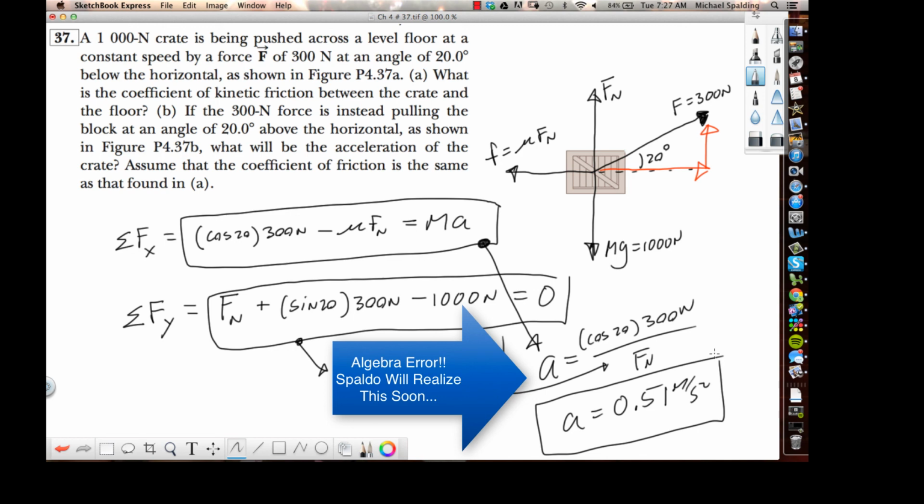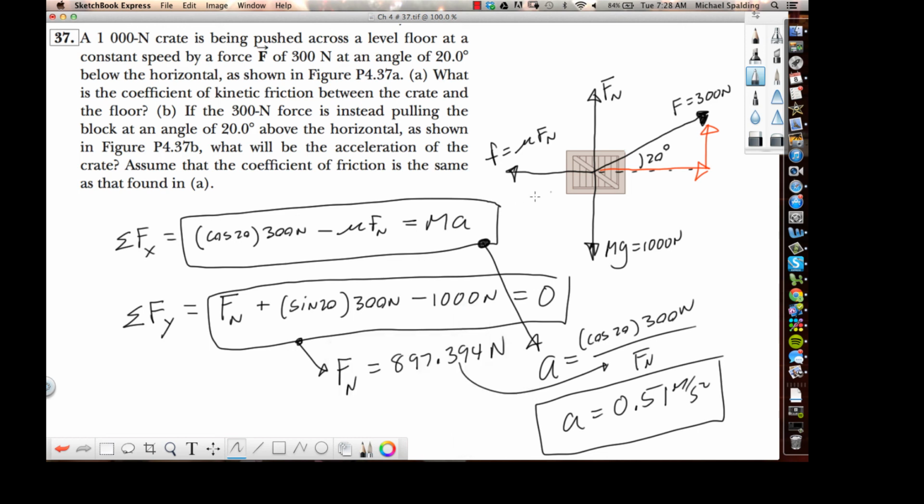All right. So really, it comes down to free body diagram, sum the forces. From A to B, what changed? From part A to part B, the only thing that changed was what? This 20 degrees went from below the horizontal to above the horizontal. And that changed the normal force.